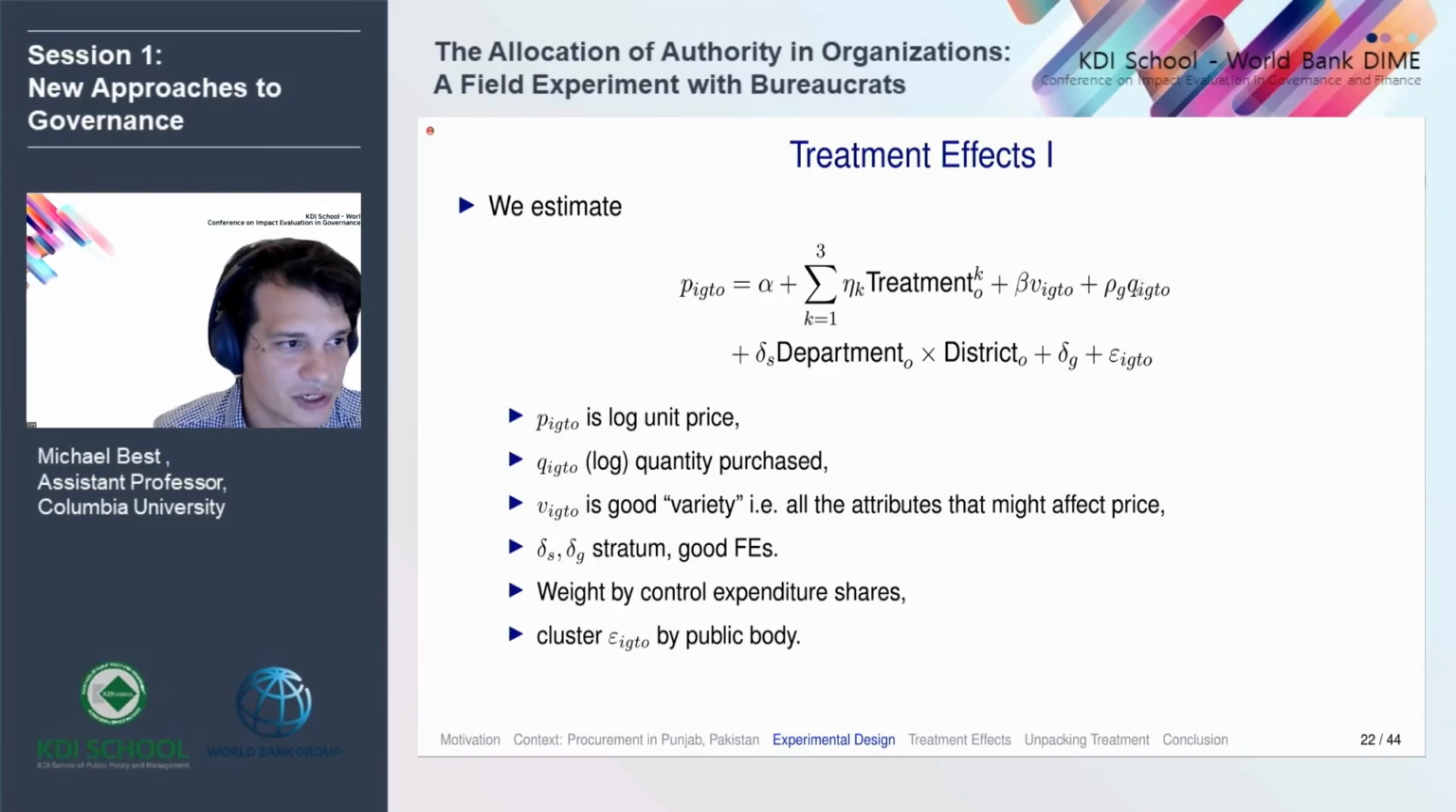We're going to control also for the quantity that people are buying, since we imagine that when you buy more, you get a bulk discount. We have to control for the department and the district that people are coming from, because that's how we stratified the randomization. And we have these fixed effects for the different goods that are in the sample.